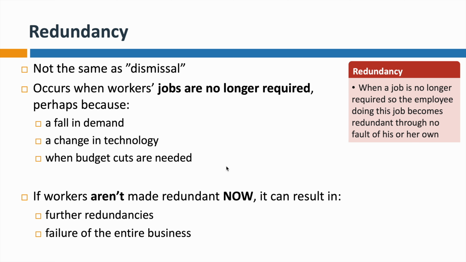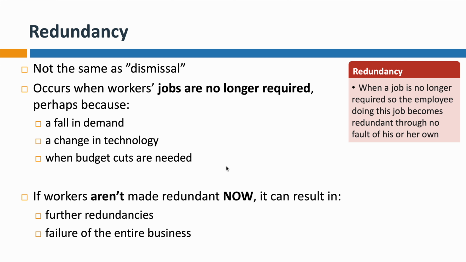Now, another term that you might come across is the word redundancy. Redundancy is when a job is no longer required, so the employee doing this job becomes redundant through no fault of his or her own. It is not the same as dismissal. That is super important to say. It is not the same as dismissal. Dismissal, as we saw in the previous slide, happens when the employee breaches a contract.